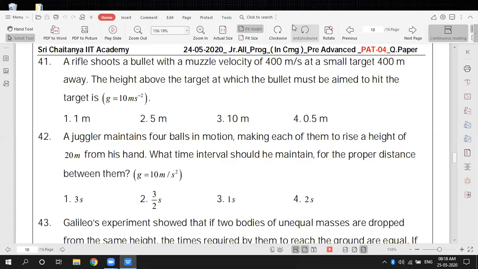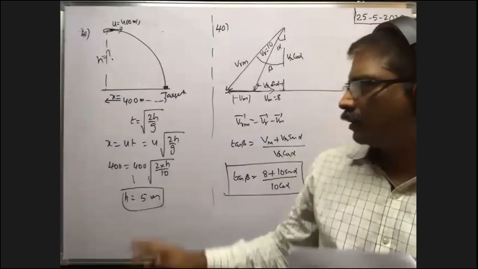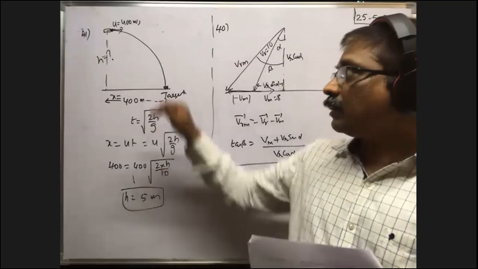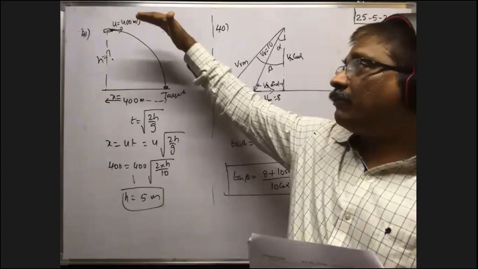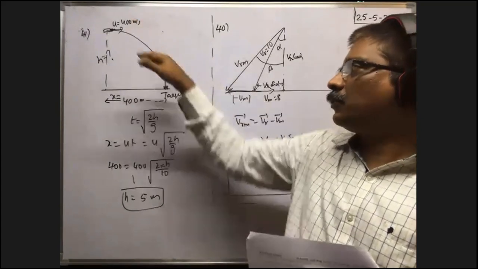So the rifle is fired at a height of 5 meter to hit the target.